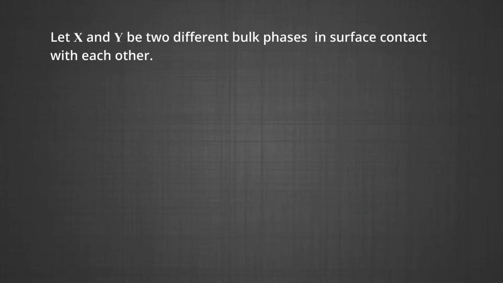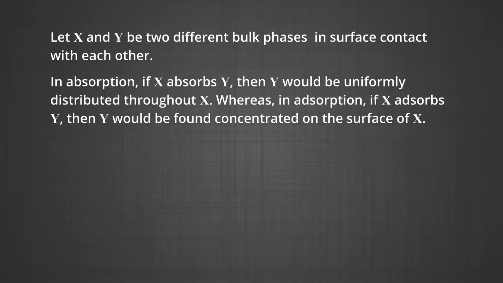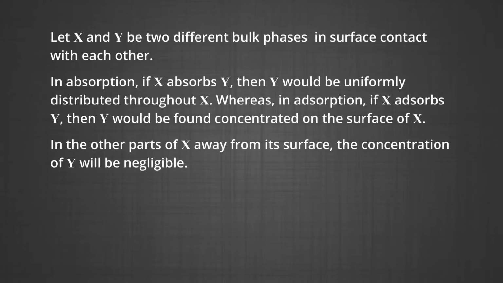Let X and Y be two different bulk phases in surface contact with each other. In absorption, if X absorbs Y, then Y would be uniformly distributed throughout X, whereas in adsorption, if X adsorbs Y, then Y would be found concentrated on the surface of X. In the other parts of X, away from its surface, the concentration of Y will be negligible.